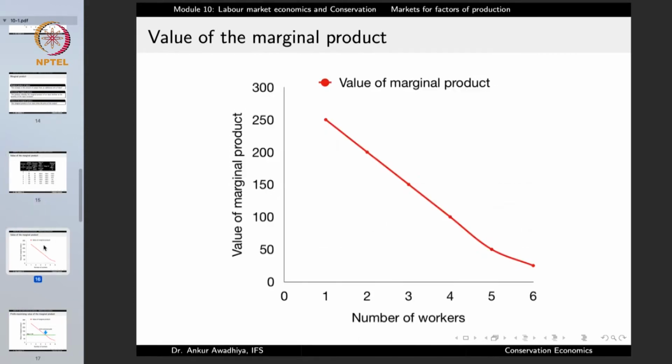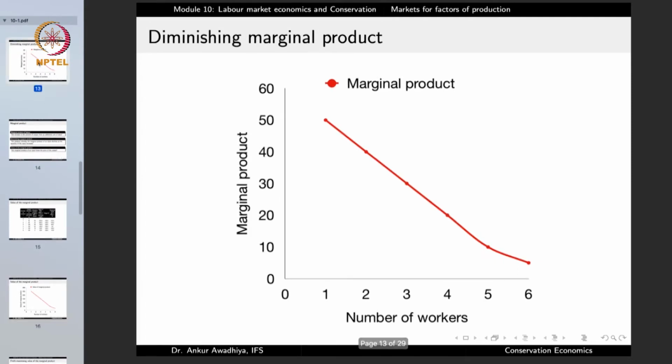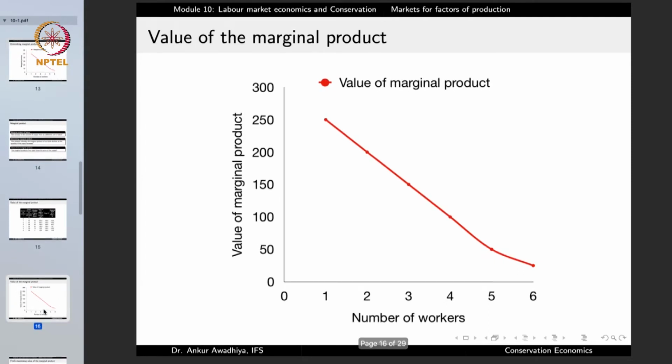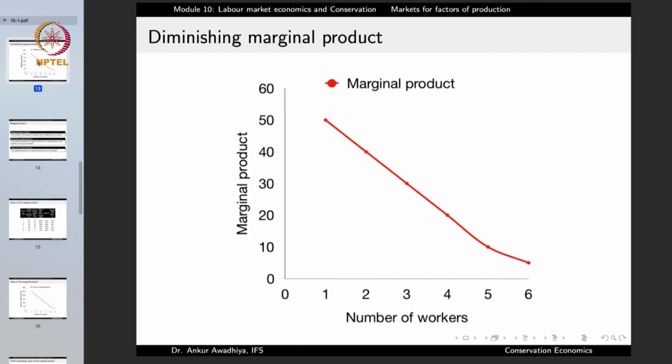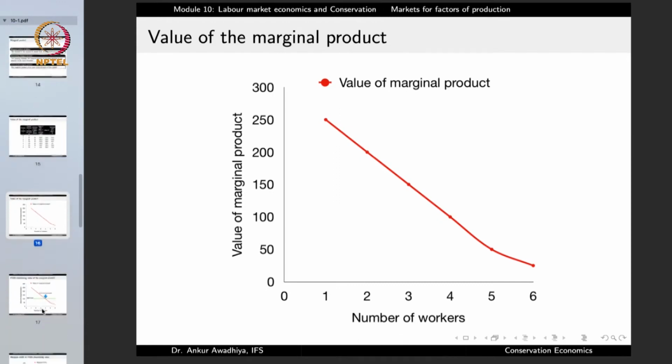And similar to what we observed in the case of the marginal product, if we plot the value of the marginal product of labor, we will again find a diminishing curve. Now this is expected because there will be no difference between this curve and this curve. It's just that the first curve, the marginal product, is multiplied by a constant value, in this case 5 rupees, because the firm is a competitive firm and it is a price taker.